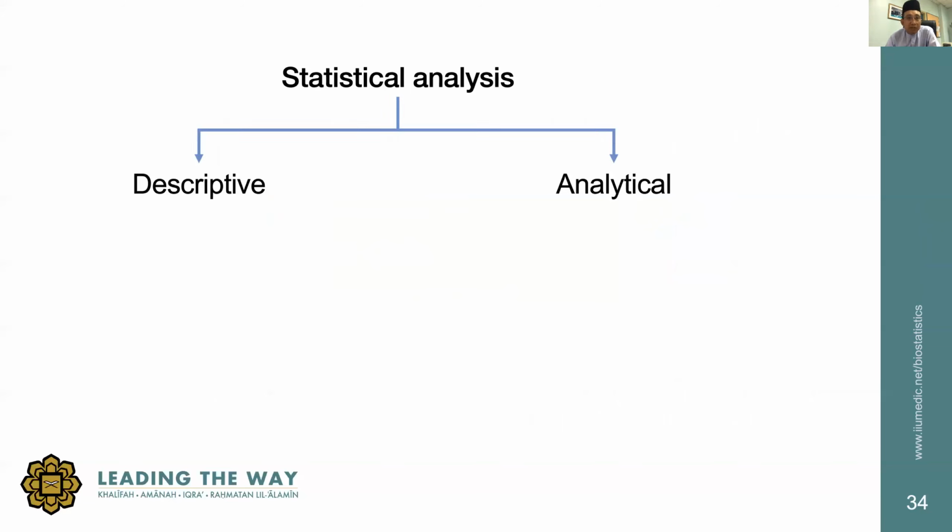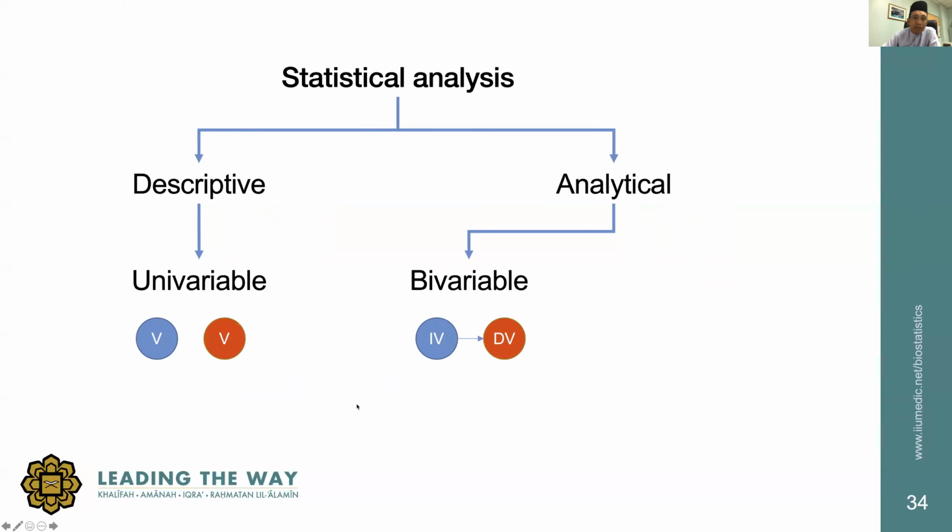I mentioned just now, descriptive is univariable. For this one, for example, like the blue and red colored circles here, I put V for variable, where I don't specify whether they are independent or not, because I'm not interested to study the relationship. So in this bivariable analysis, you can see that only two variables are involved. Once you have this arrow, you assign the roles. This is independent, this is dependent.